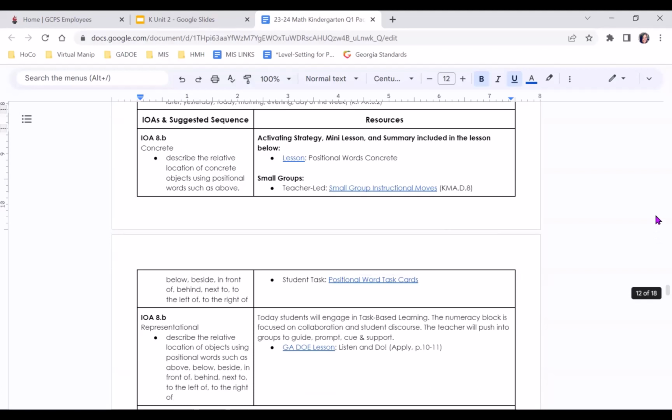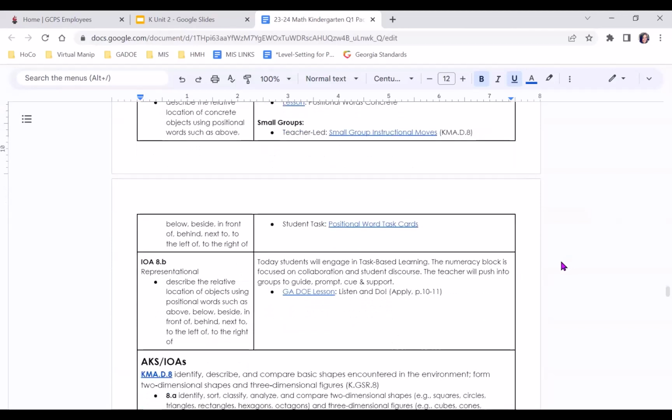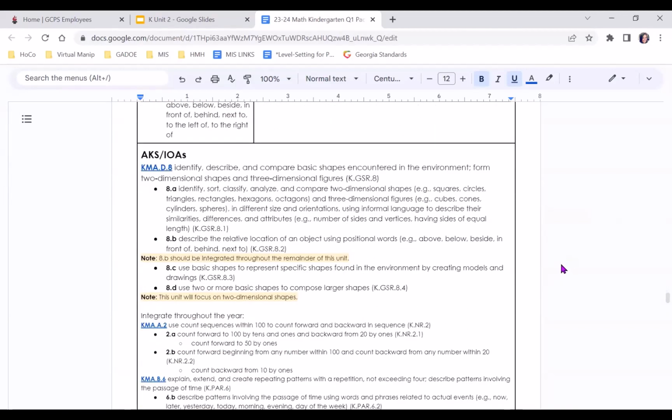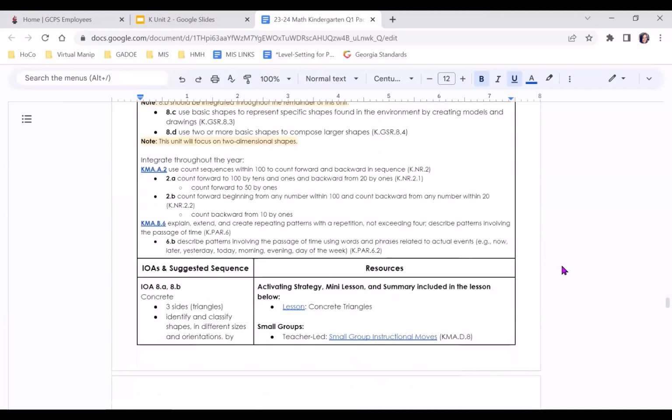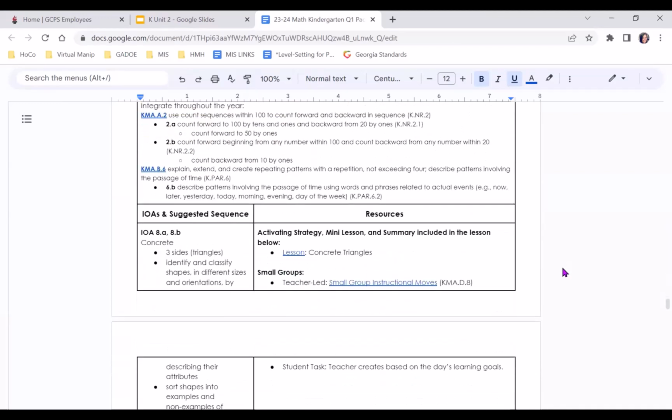We will begin Unit 2 with about 2 days on IOA 8.B in order to introduce positional words with familiar objects in the environment. Next, we will begin our work with AKS 8, in which we identify, describe, and compare basic two-dimensional shapes encountered in the environment. The suggested pacing for our work with AKS 8 in this unit is about 12 days.